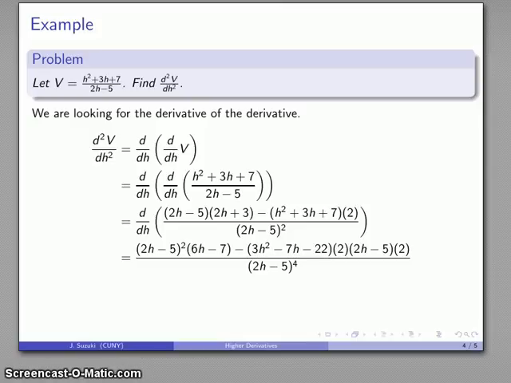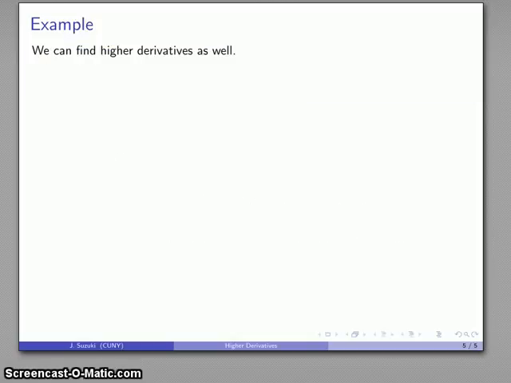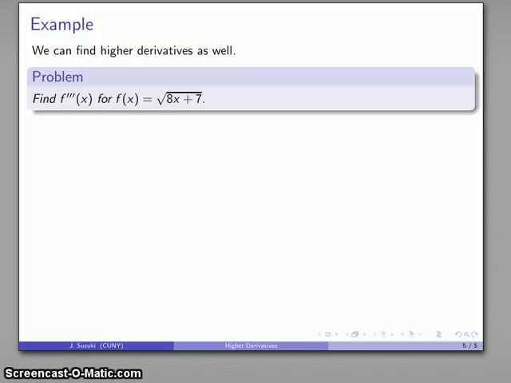Well, a good rule in math is that if you can do something once, you can do it as many times as you want to. So I can actually go beyond the second derivative and find higher derivatives. For example, let's take a look at something like this. And here the hardest thing to read is how many derivatives that is. So if you look closely, that's 1, 2, 3 prime. So this is the third derivative for this function, square root of 8x plus 7. So there's my function, square root of 8x plus 7.